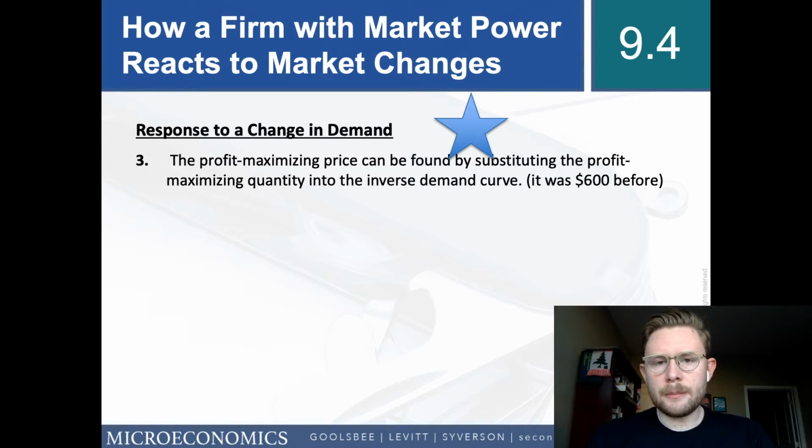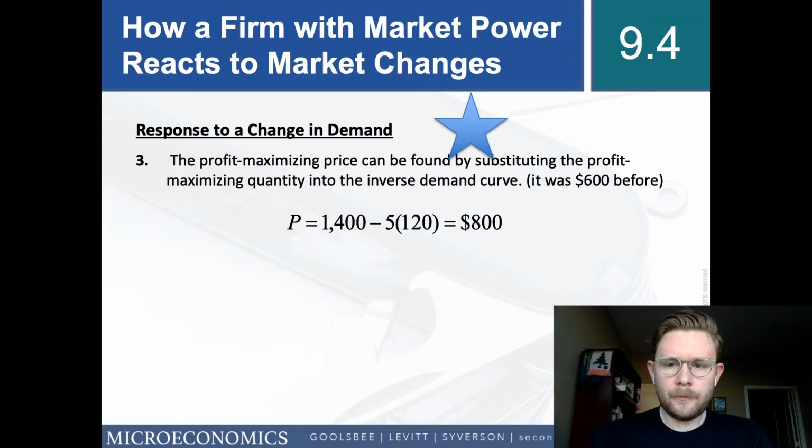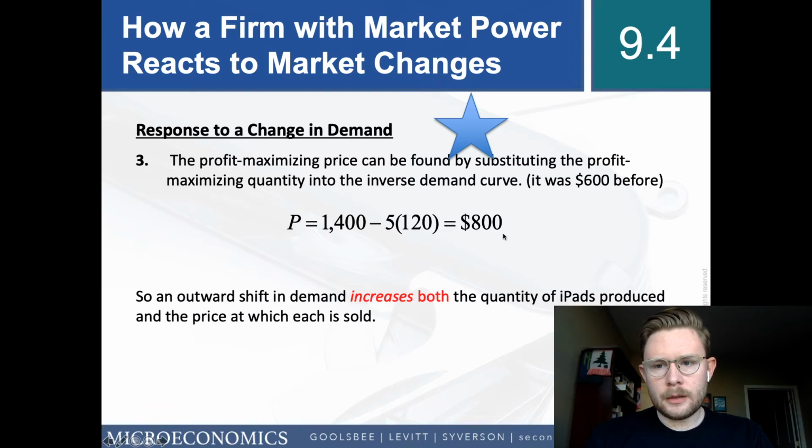Last thing, we want to find the profit maximizing price. Before, at the beginning of the problem, we assumed that it was 600. All we have to do is go back to our inverse demand curve, plug in our 120 that we just found for quantity, and we should get a price of $800. So importantly, an outward shift in demand increases both the quantity of iPads and the price at which each is sold. So Apple is making a ton more profit from an increase in the demand.